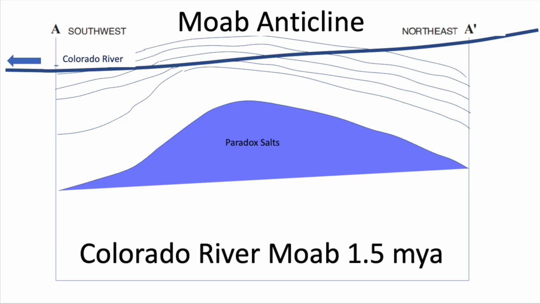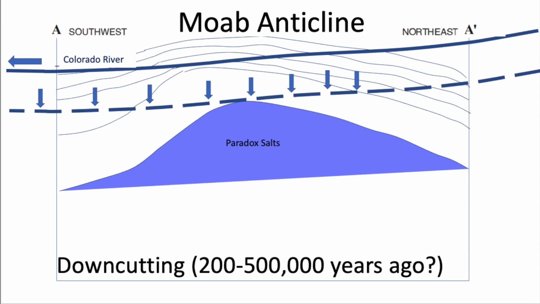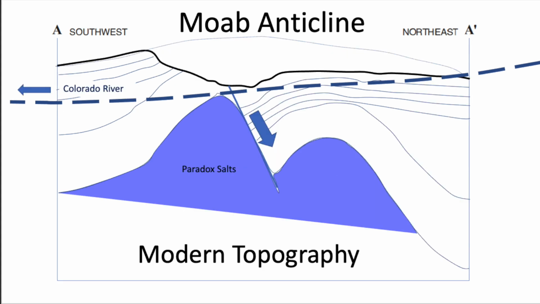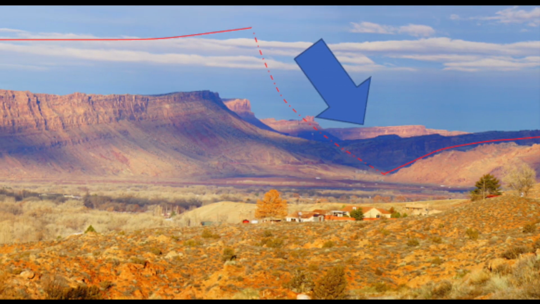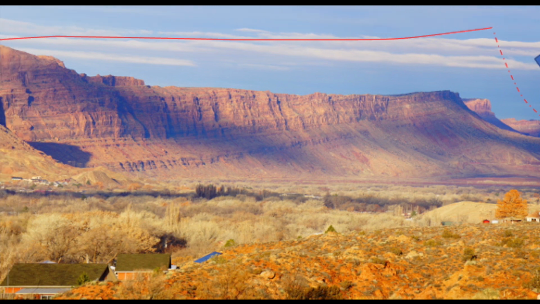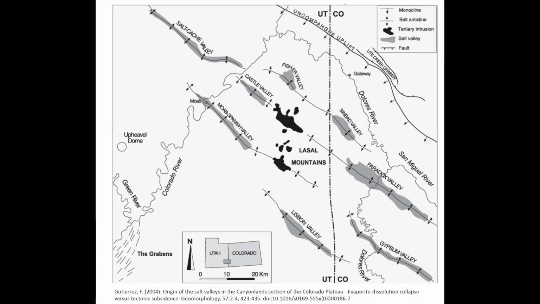So what happened is these paradox salts in both instances pushed up into an anticline, sort of a dome, along present-day Moab Spanish Valley, and then over millions of years, the landscape began eroding. When the paradox salts came into contact with groundwater and surface water, these salts were easily dissolved and carried away, leaving an unstable structure, which then collapsed into a large, elongated valley. This same process is thought to have occurred in several valleys across southeastern Utah and southwestern Colorado.